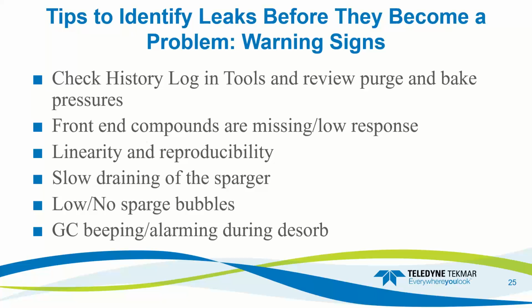If your sparger is draining very slowly, you could have a massive leak. Low to no sparge vessel bubbles could be an indication of a leak. And if your purge and trap is connected to a GC with a pneumatic inlet with pressure or flow that is electronically controlled, it'll alert you during desorb, and that means that you probably have a leak in the trap.